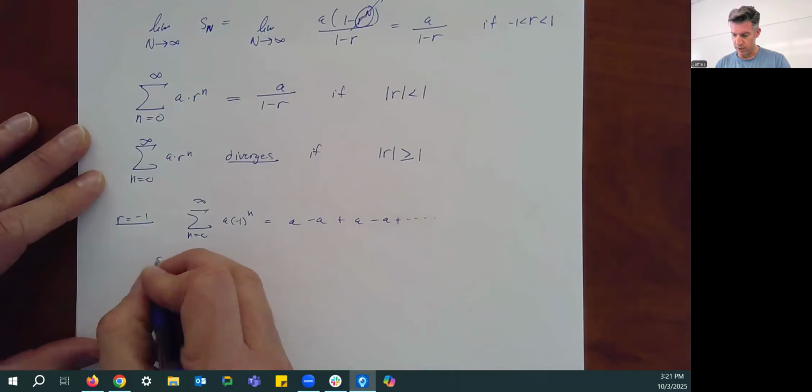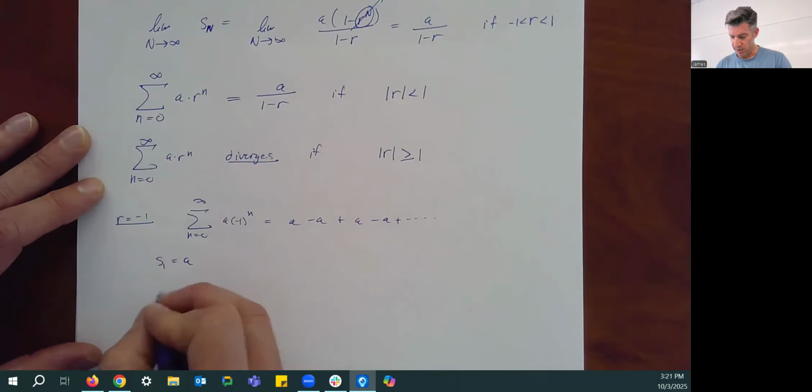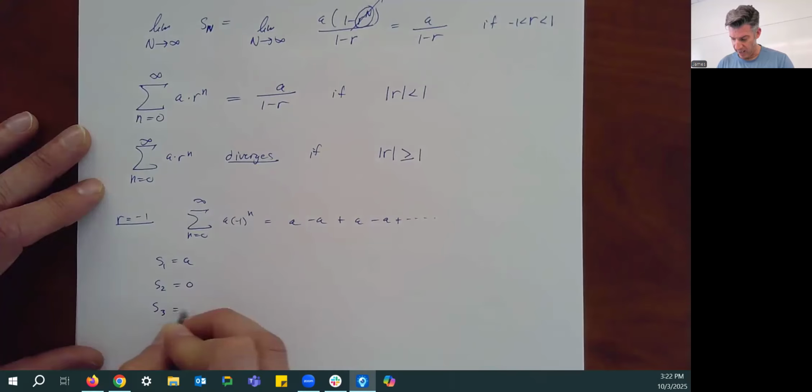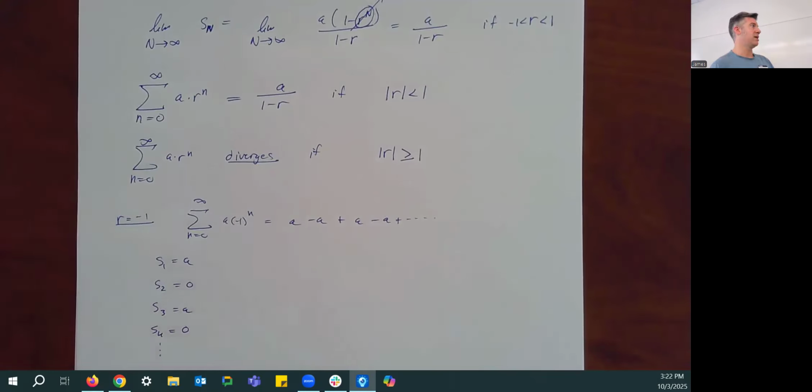The first partial sum is a. The second partial sum is 0. The third partial sum is a again. The fourth partial sum is 0 again. And this oscillating pattern just repeats forever. And the limit of those partial sums doesn't ever get close to one particular number.